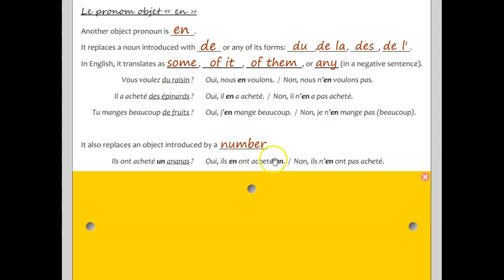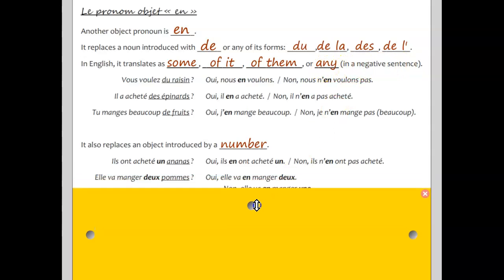Yes, they bought one of them, meaning kind of like of all of the pineapples in the world, they bought one. Or the negative, non, ils n'en ont pas acheté. No, they didn't buy any. Notice in a negative sentence, it translates to "any" pretty much all of the time.